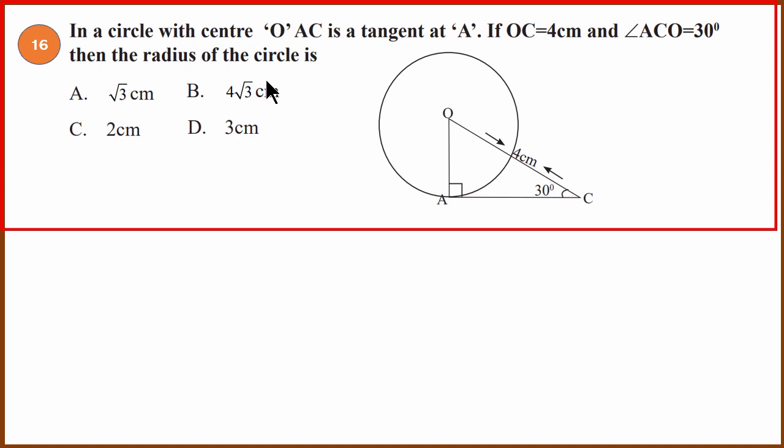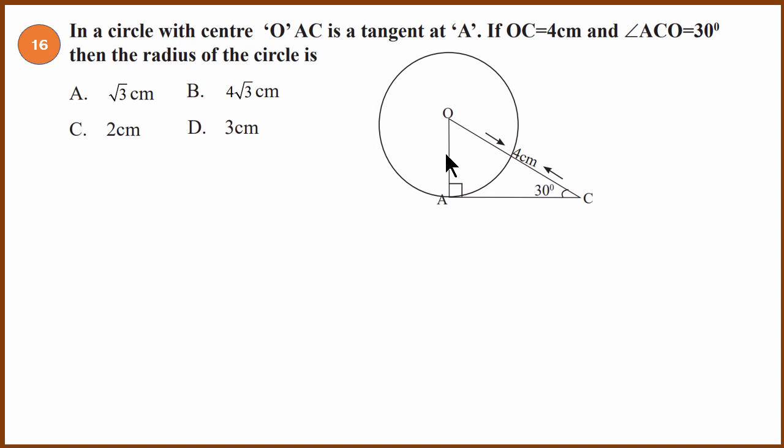Let me tell you why. What is the radius? OA is the radius, correct? Because when the tangent meets, a 90 degree angle is formed at OA. So this is the radius. And we know OC. OC is the hypotenuse. This is a right angle triangle and OC is the hypotenuse. And we know the value of one of the angles, 30 degrees. So all we have to do is find sine 30. If we find sine 30, we will get OA, the radius.